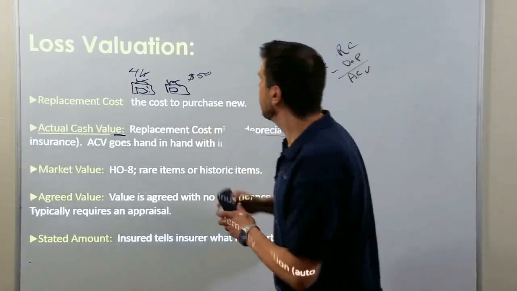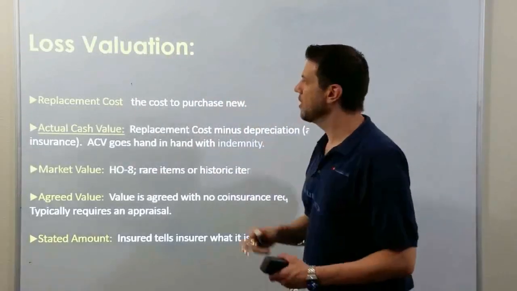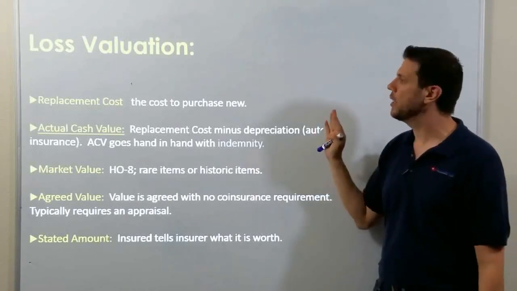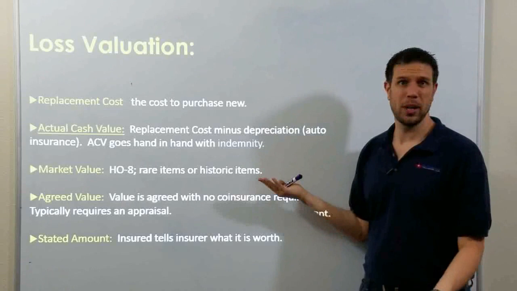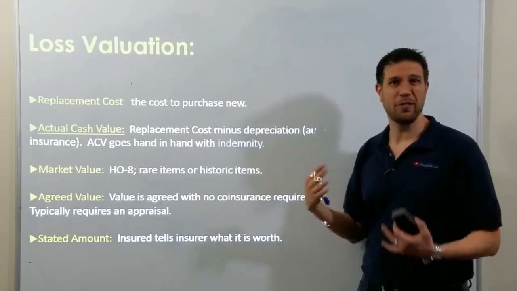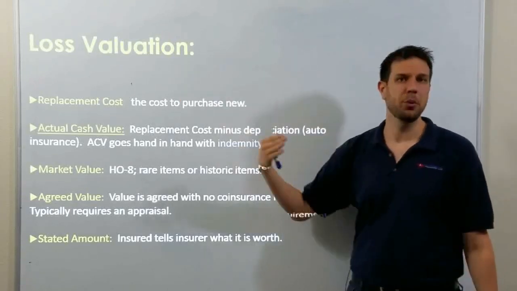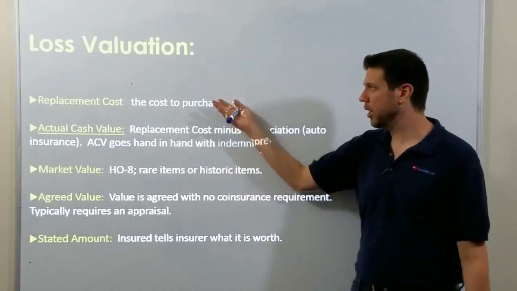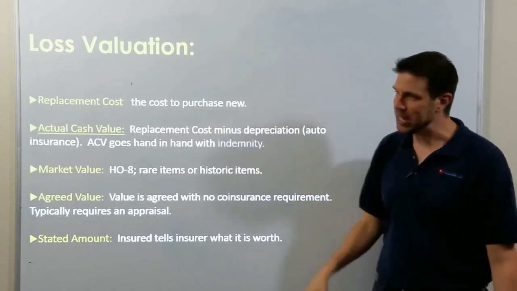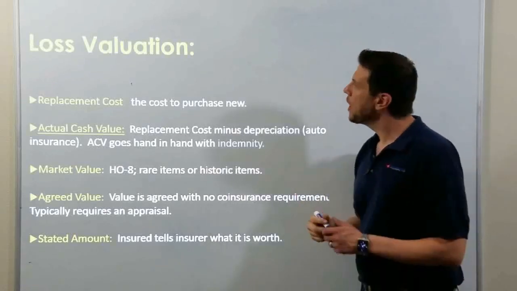Auto insurance uses actual cash value to fix cars because the mileage on the vehicle is the depreciation. So like if you had a 2002 Ford F-150 with 100,000 miles, you're probably only going to get like $4,000 or $5,000 for the car. Whereas replacement cost would give you the $30,000, $40,000, $50,000 to buy a brand new truck. Replacement cost is better. Actual cash value factors in depreciation. Auto insurance uses actual cash value.